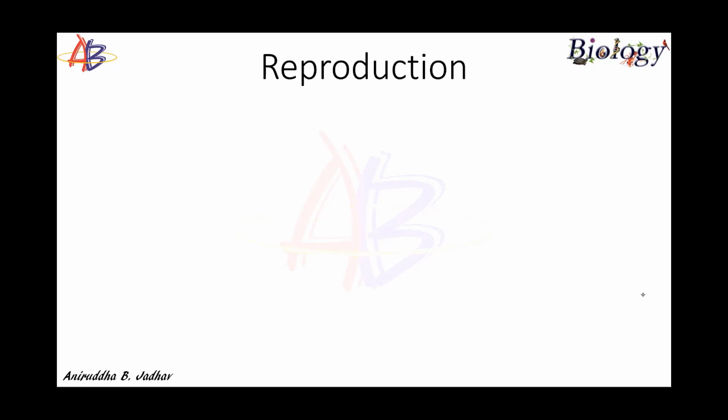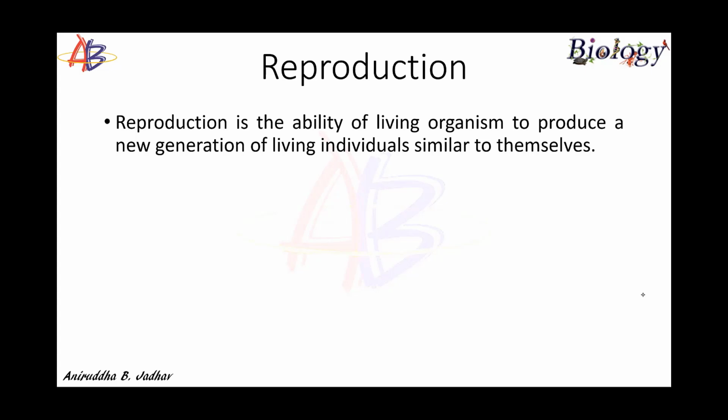Now we are moving on to the main aspect of this lesson, that is reproduction. As I said earlier, every living organism that is born onto the earth is definitely going to die. But before dying, they follow a biological process which makes them able to produce a new generation of organisms of their own kind. And that is simply the definition of reproduction. So reproduction can be defined as the ability of a living organism to produce a new generation of living individuals similar to themselves. This is the simplest form of definition.